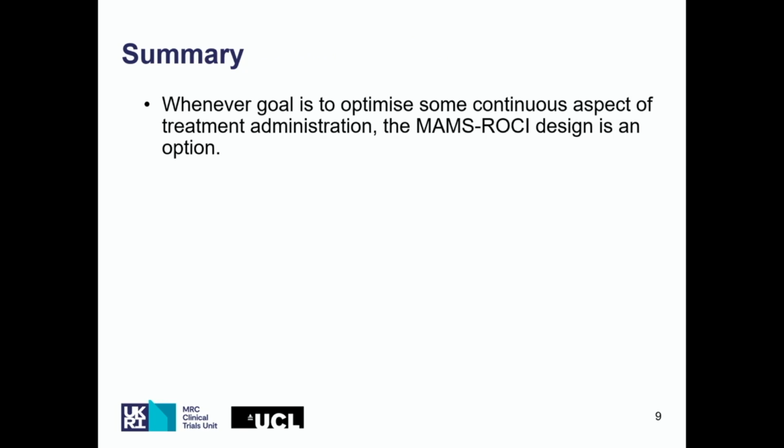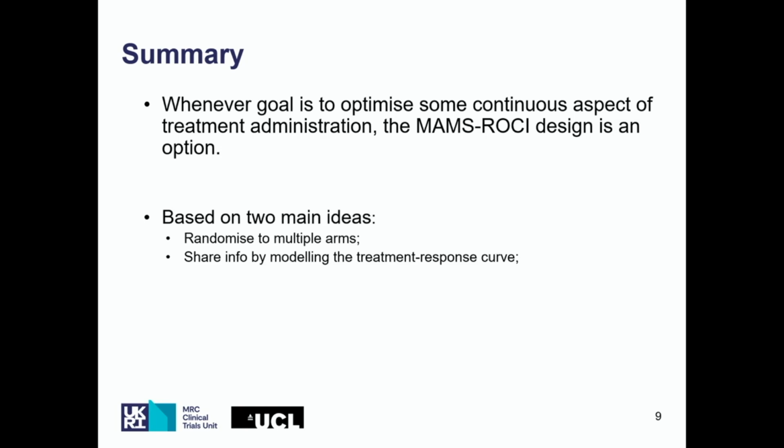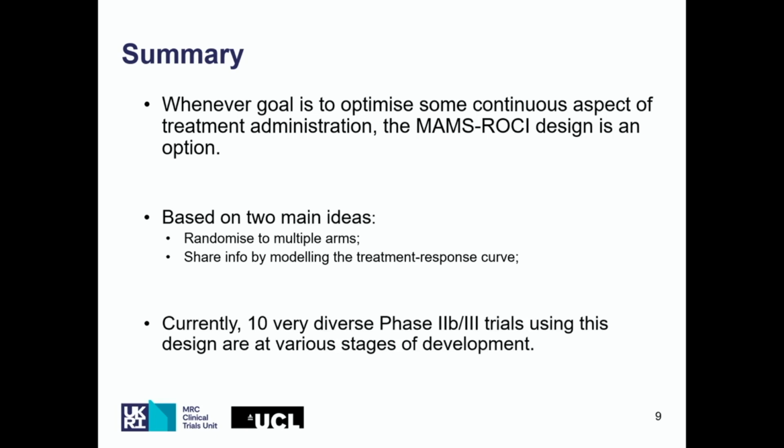Just to summarize, whenever the goal is to optimize some continuous aspect of treatment administration, this design is an option. It's based on two main ideas: we look at multiple arms, not just two comparisons, and we share information by modeling the curve. Currently, we've got 10 very diverse applications of this idea at various stages, from just working up the design right through to running. These are both phase 2b and phase 3 trials.